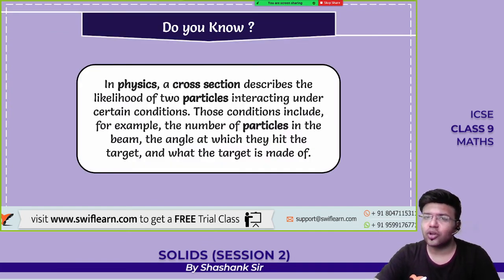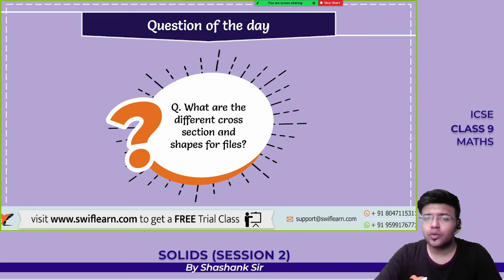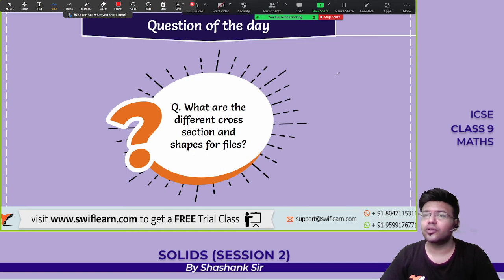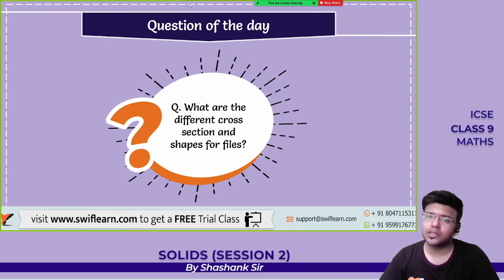In physics, a cross section describes the likelihood of two particles interacting under certain conditions. Those conditions include, for example, the number of particles in the beam. So, question of the day, read this. What are the different cross section shapes for files? If you take different cross sections of a file, if a file is like this, it will be like this, a rectangle. You get different shapes.